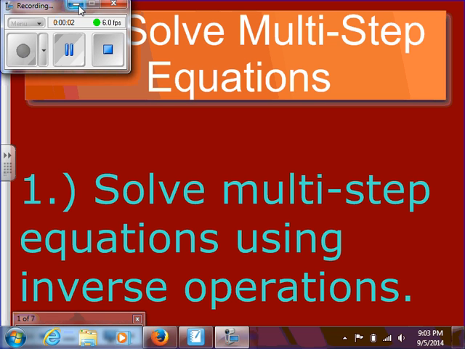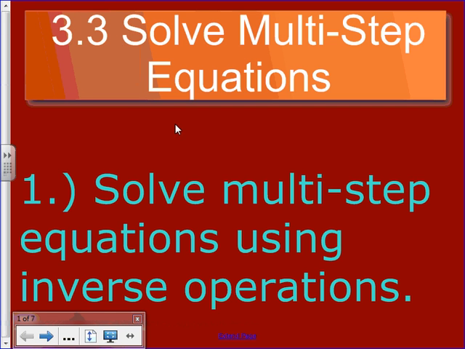Okay, this is the lesson on solving multi-step equations. You'll notice that in your textbook it's lesson 3.3. If you want to follow along, these examples are going to go mainly in your notes. So just having your notes will be satisfactory today.